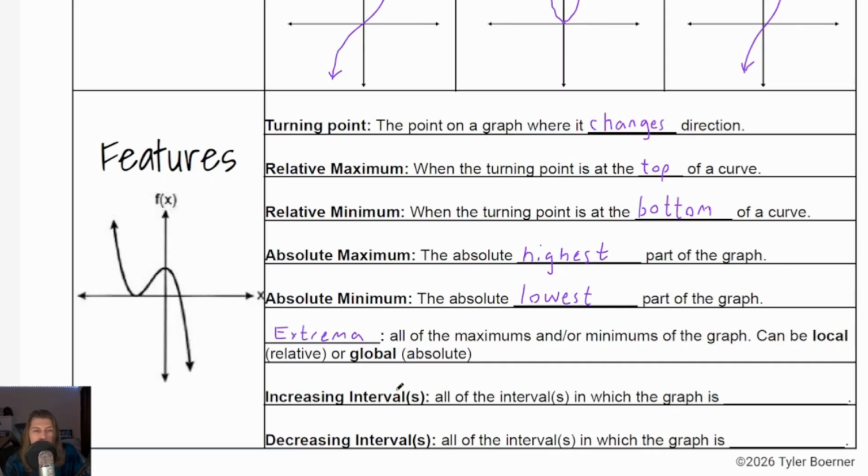Next, we have the increasing intervals, and you'll never guess what these are doing. These are all the intervals in which the graph is increasing. So, that was a real hard one. Decreasing, just as hard. The decreasing intervals are all the intervals in which the graph is decreasing.